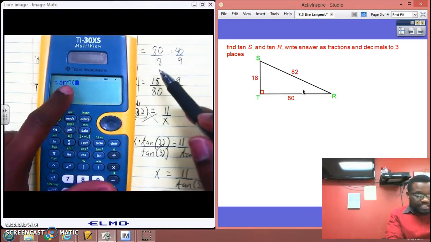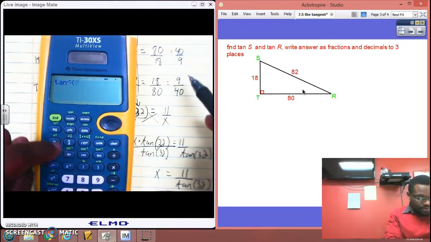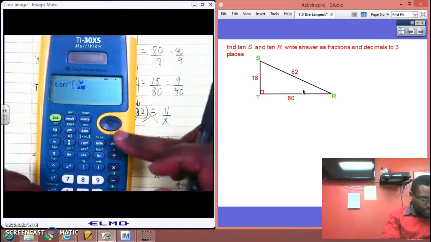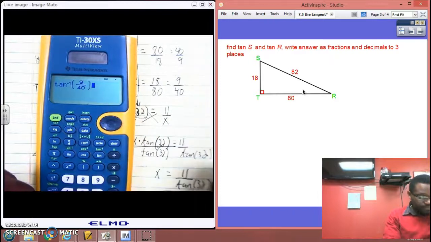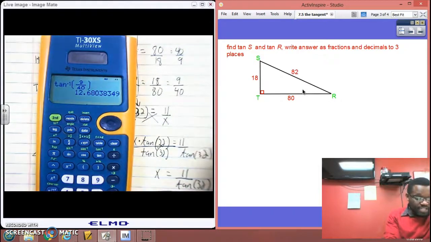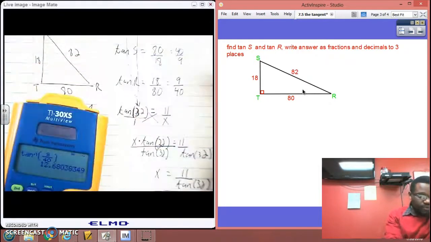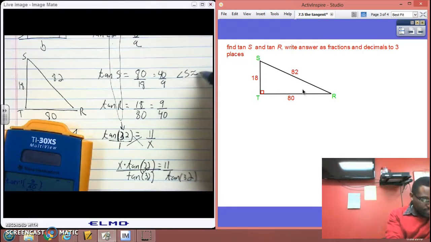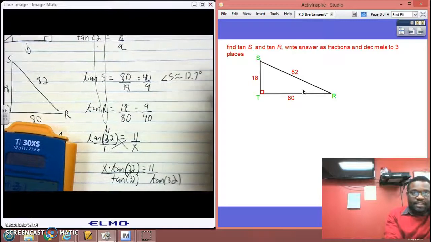You see how it's tangent negative 1 here? And then I'm going to put in 9 over 40. Close it up and then hit enter. So that means my angle is approximately 12.7 degrees. So if I wanted to know the angle S, it's approximately 12.7 degrees. Okay? It works that way.